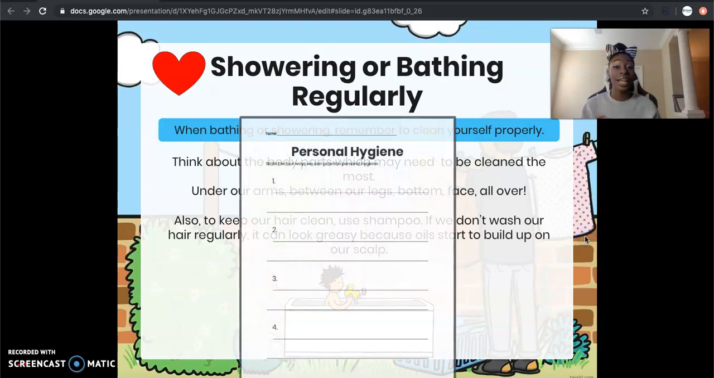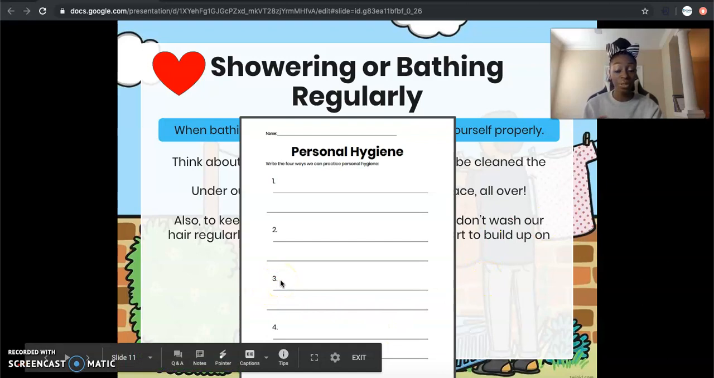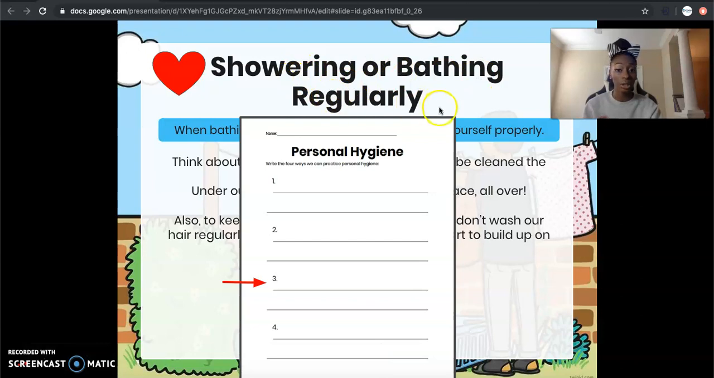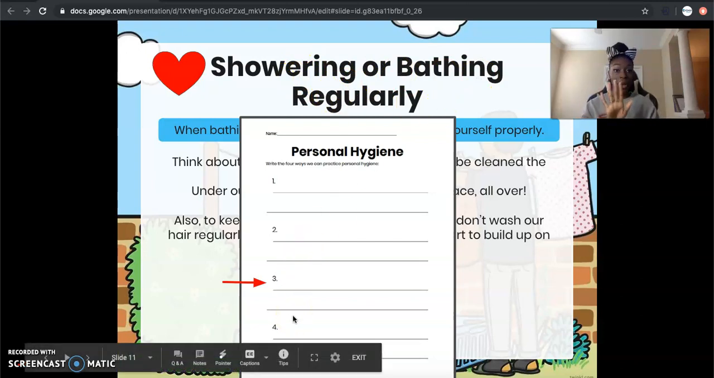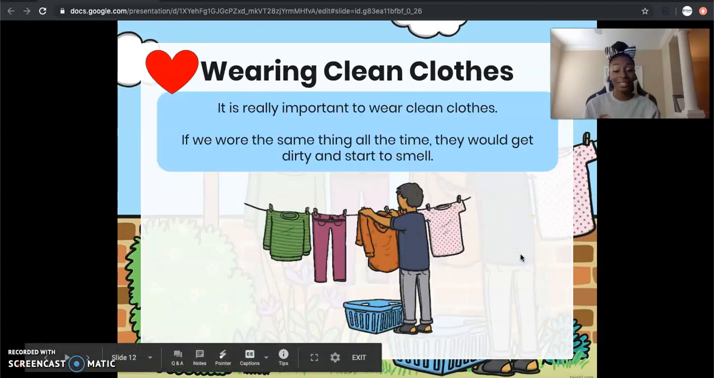So this is where we're going to take out our paper and our pencil. For section number 3, you're going to write showering and bathing regularly. Go ahead and pause the video right here so you can write showering or bathing regularly in slot number 3. Pause. Bringing it back in 5, 4, 3, 2, and 1. Moving on to the next slide.